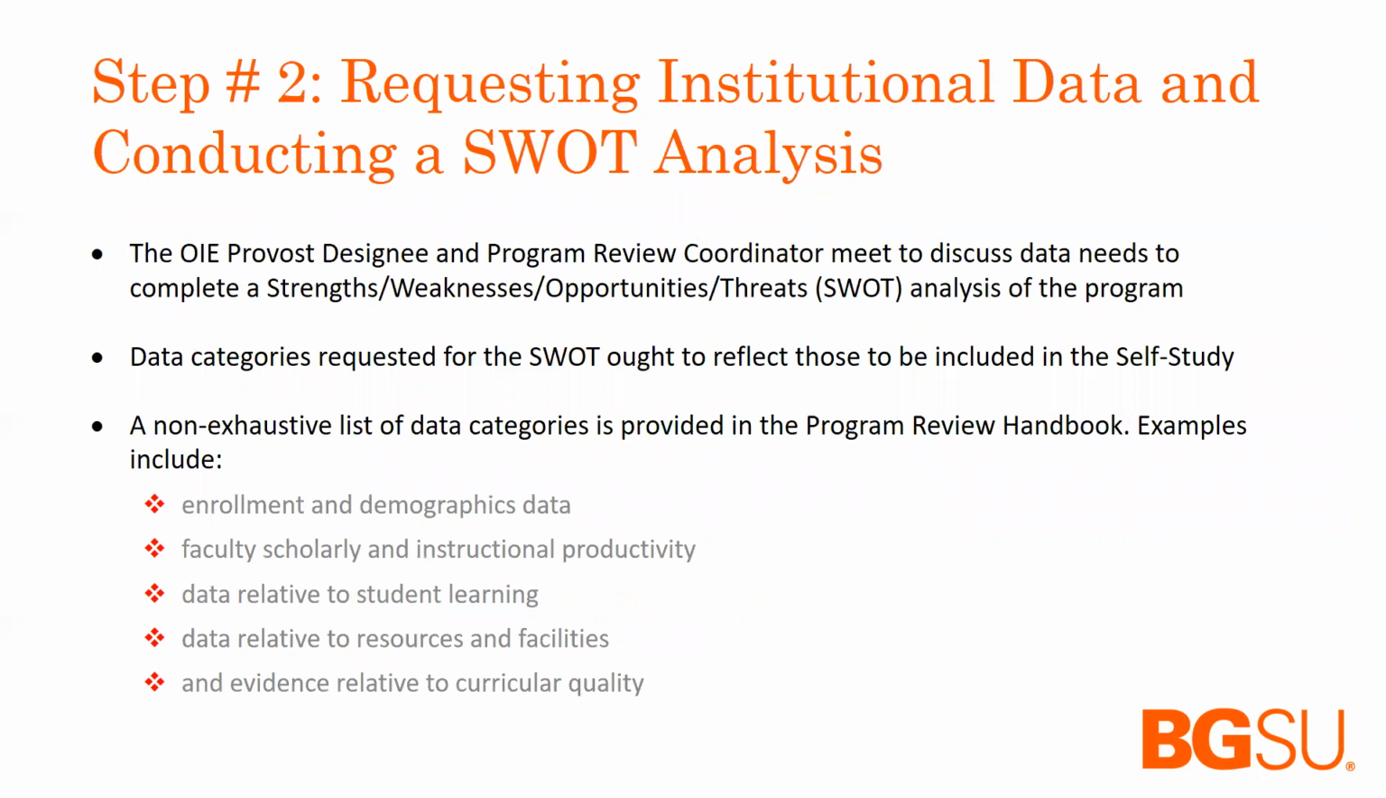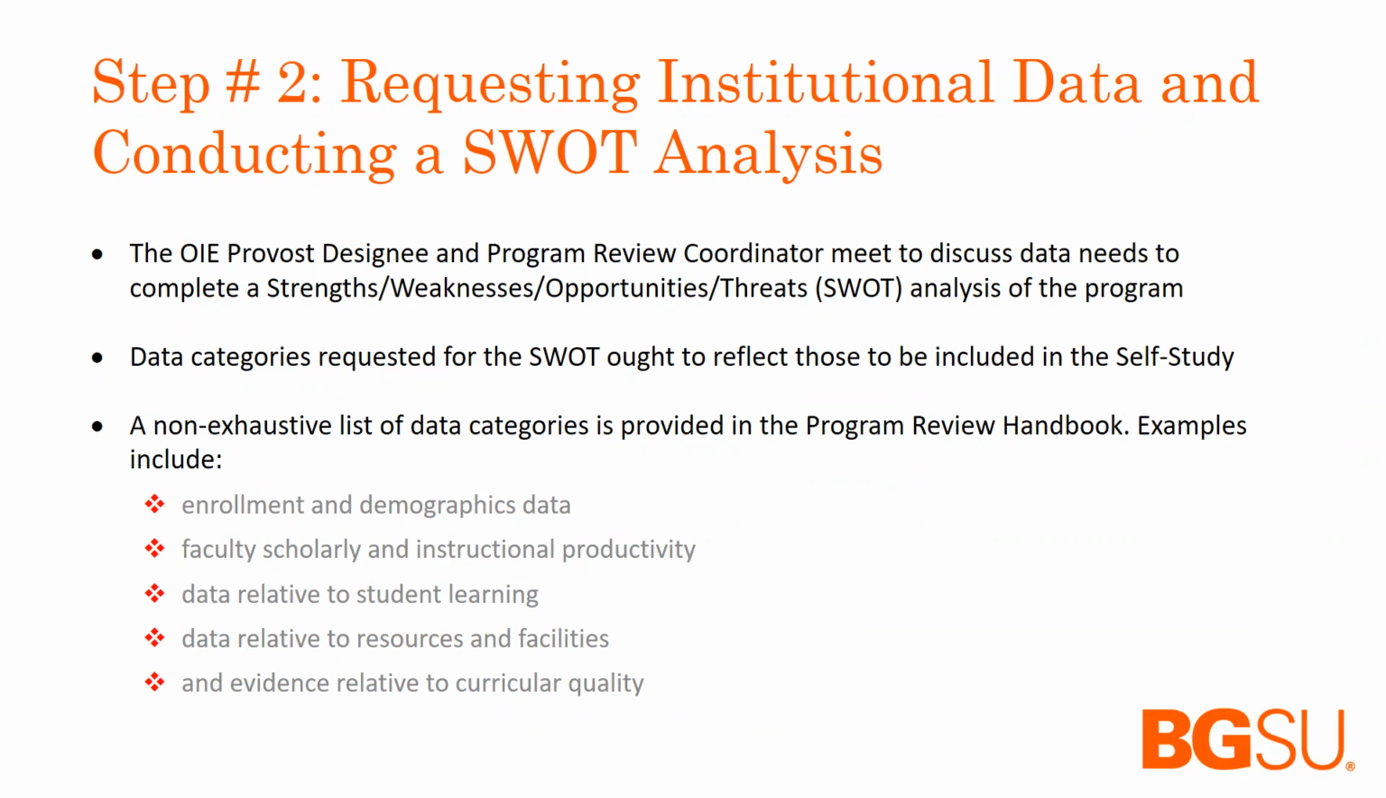Step 2, requesting institutional data and conducting a SWOT analysis. The Office of Institutional Effectiveness provost designee and the program review coordinator meet again to discuss data needs to complete a strength, weakness, opportunities, threat analysis for the program or cluster of programs under review. Since results from the SWOT analysis inform the critical questions or issues to be articulated in the formal MOU for the self-study, data categories ought to reflect those to be included in the self-study.